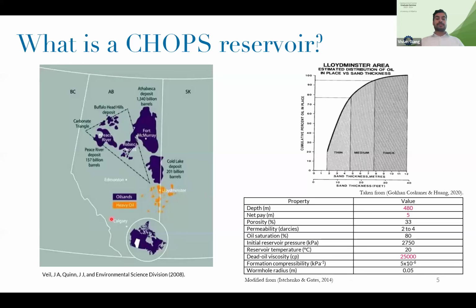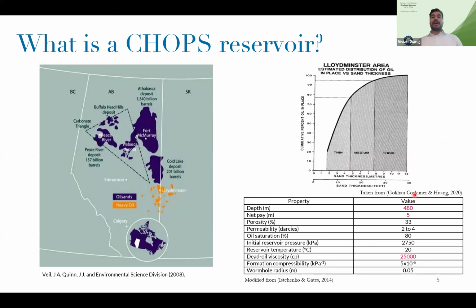So here you can see Alberta, BC, Saskatchewan. Here are our sand oil deposits, and here we have our heavy oil deposits or reservoirs. You can see the distribution of those reservoirs. That is the Lloydminster area. There are reservoirs with a thickness from about 2 meters to almost 12 meters, at a depth of almost 500 meters.